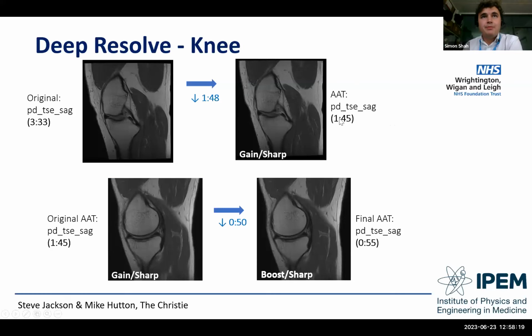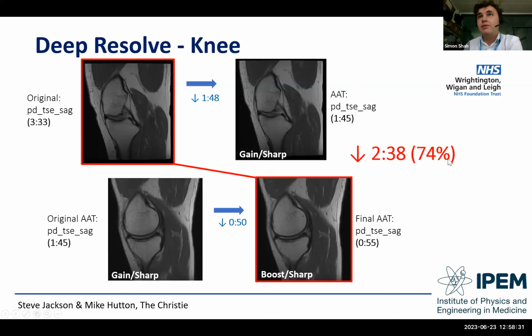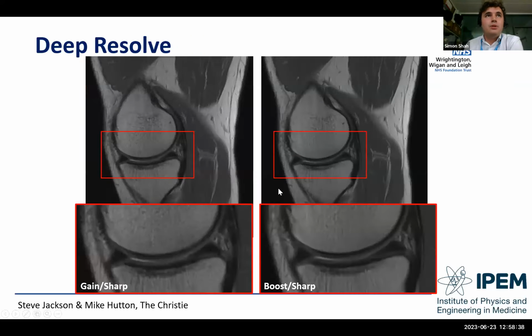I haven't done the maths, right? But then if you go from the Gain and the Sharp to the Boost and the Sharp, you can save even more time and still maintain that good image quality. They showed here they saved 74% of the acquisition time for the knee scan, which is quite impressive. So what do we see here in terms of Deep Resolve Sharp and Gain, and why is it beneficial? You can see that the boost in SNR allows you to recapture structure in the cartilage that you couldn't necessarily see.